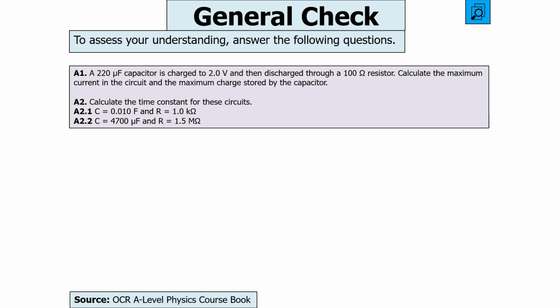The next question says, a 220 microfarad capacitor is charged at 2.0 volts, then discharged through a 100 ohm resistor. Calculate the maximum current in the circuit and the maximum charge stored by the capacitor. Then calculate the time constants for these circuits. C equals 0.010 farads and R equals 1.0 kilo ohms. And then capacitance is equal to 4,700 microfarads and resistance is equal to 1.5 mega ohms.